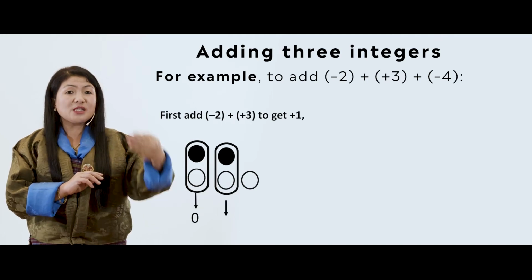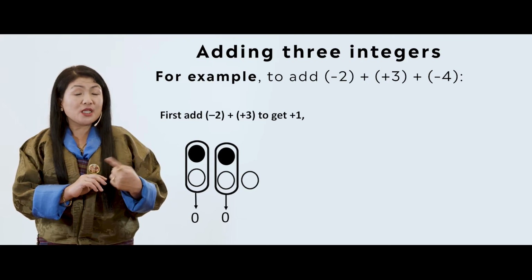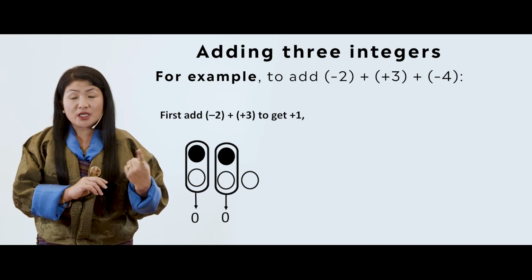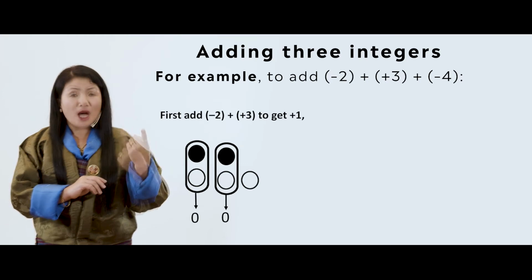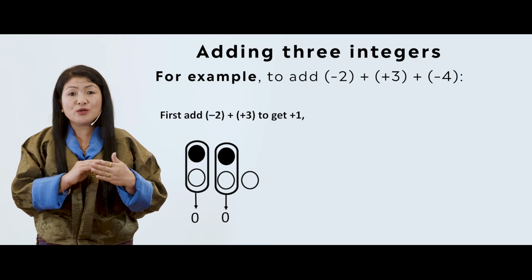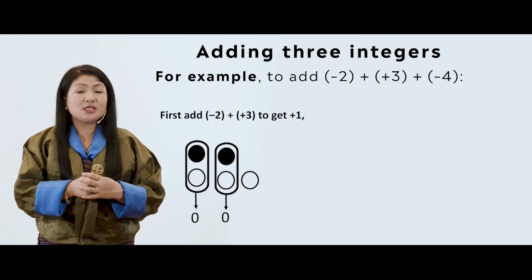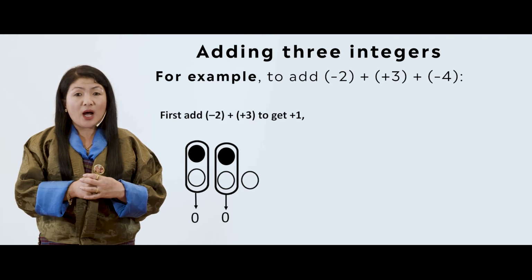Then you apply the zero property by taking negative 1 plus positive 1 equals 0. Negative 1 plus positive 1 equals 0. And we are left with 1 white counter which is worth 1. That is, we can say it is positive 1. So, when you add negative 2 plus positive 3, it is equal to positive 1.